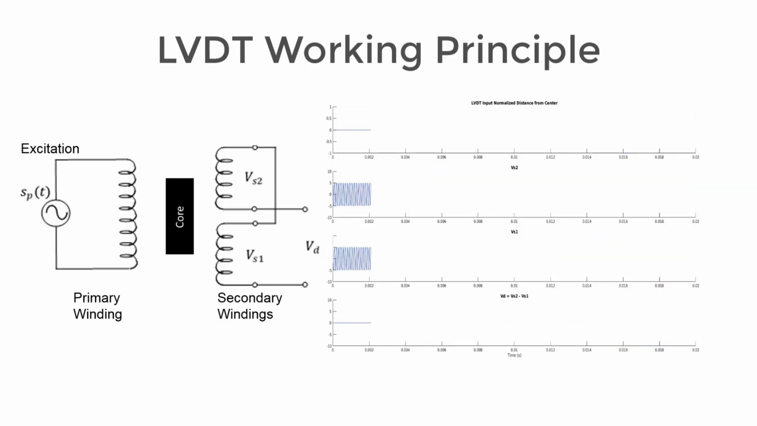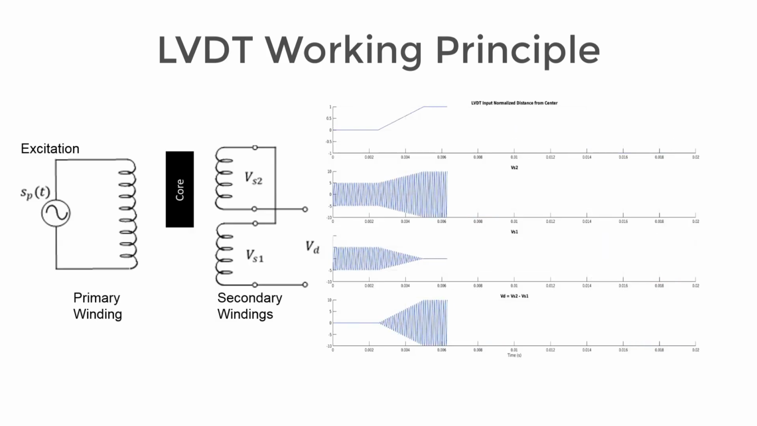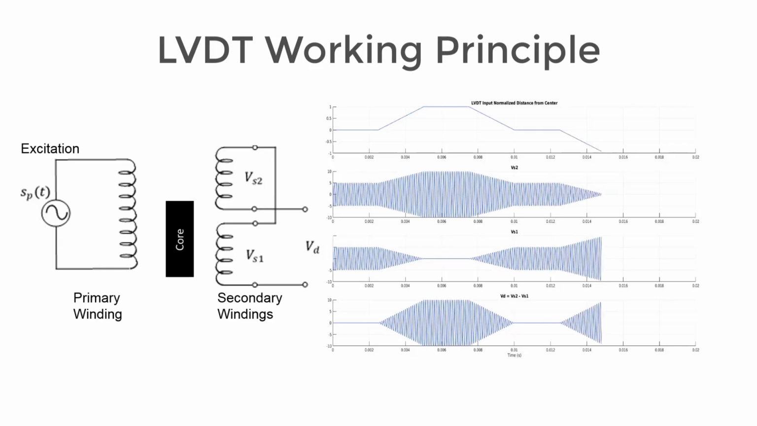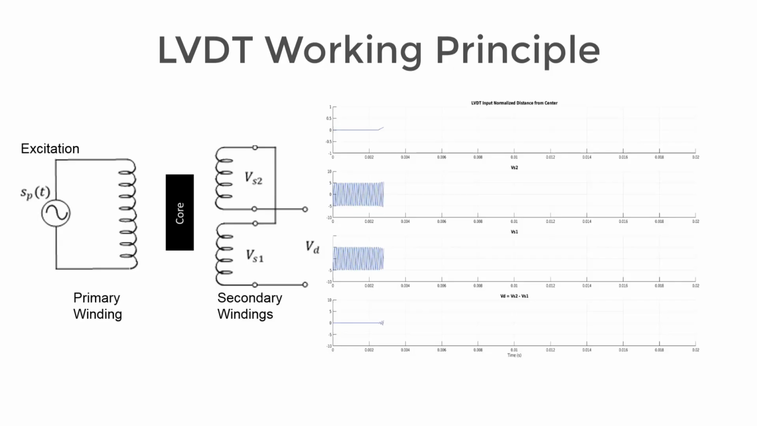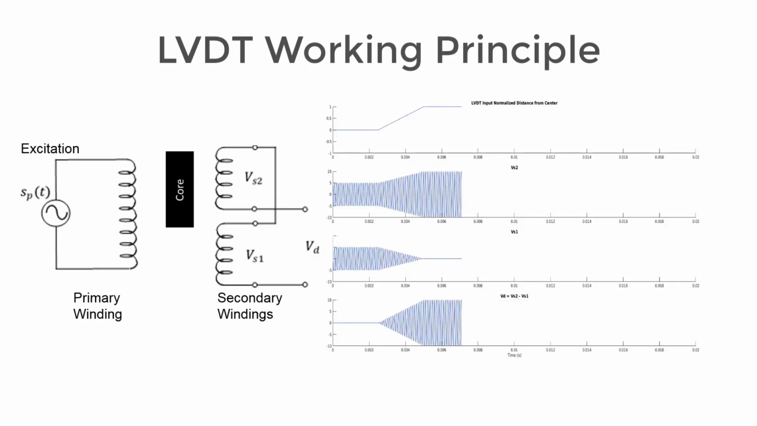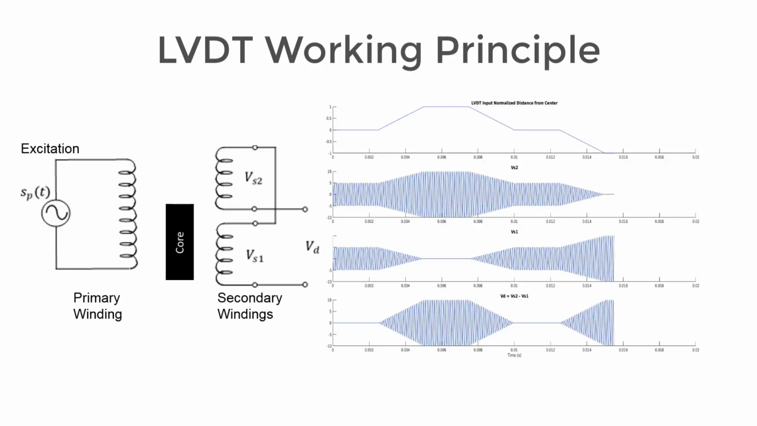The four plots, starting at the top: the first is the LVDT normalized input distance from the center. The next plot is VS2, the voltage across the top secondary winding. The next is VS1, the voltage across the bottom secondary winding. And the final plot is VD, the difference between VS2 and VS1.